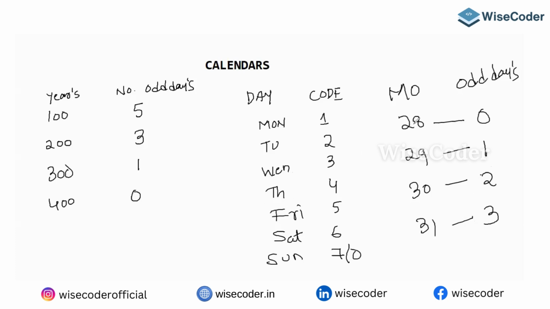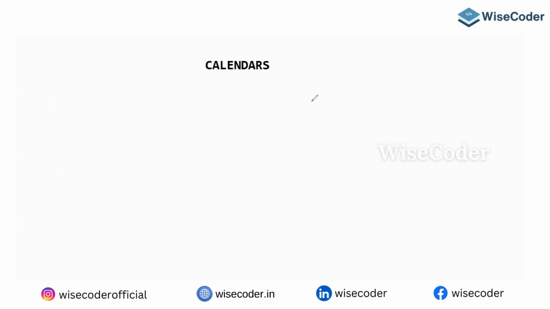So you will encounter these months only. And you will get these years: 100 years, 200 years, 400. After 400, the cycle repeats. So these are the codes, these are the months, and these are the odd days. Please pause the video and try to write all these things.